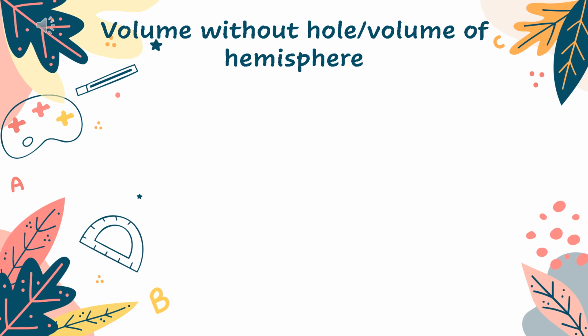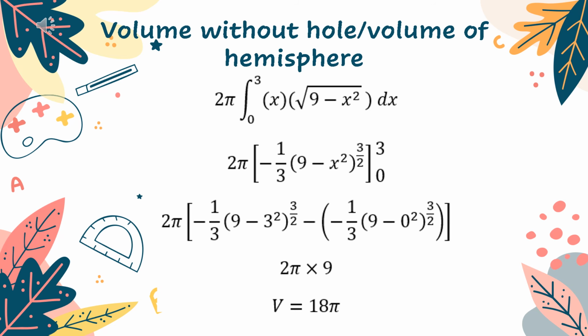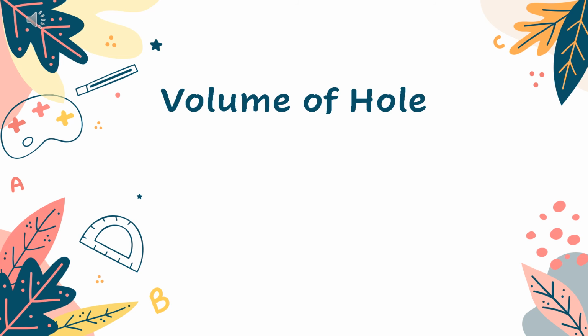To solve the problem, first we need to get the volume of the hemisphere, or volume without the hole, that is created by rotating the region. We will rotate just half of the semicircle and integrate with respect to x using the shell method. And the result, as seen in the picture, is 18 pi. After finding the volume without the hole, or the volume of the hemisphere, we can easily find the volume of the hole since we know that it is 1/3 the volume of the hemisphere. So we get the volume of the hole is 1/3 multiplied by 18 pi, which equals 6 pi.